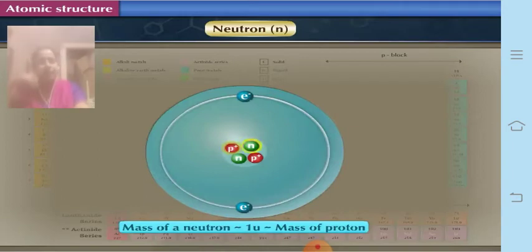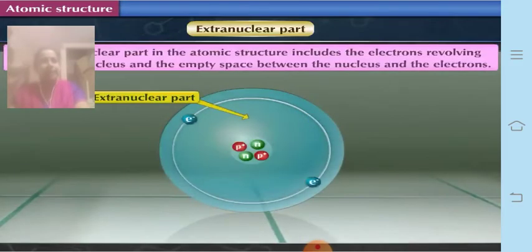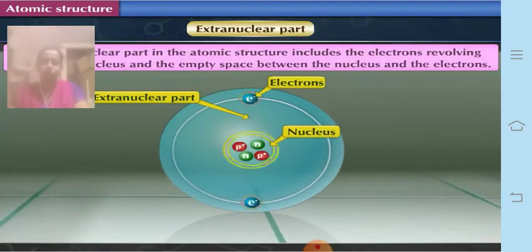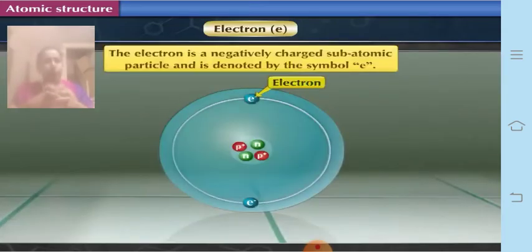Fine. Now let us discuss the extranuclear part, which consists of nothing but the electrons revolving in the orbits and the empty space between the nucleus and the electrons. Extra means outside the nucleus. Now let us discuss the electron, which is denoted by the symbol e. Remember, it is a negatively charged subatomic particle.